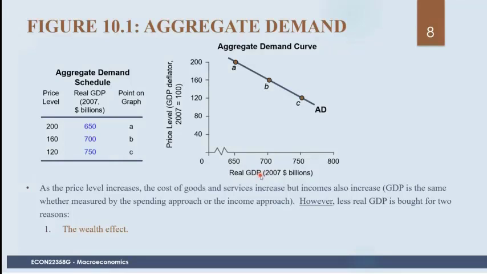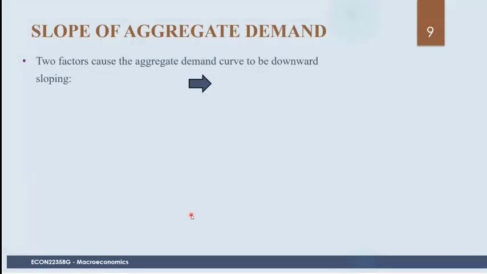This is also income, so we have the income changing as well. However, less real GDP is bought for two reasons. The first is the wealth effect, and the second is the foreign trade effect. So two factors cause the aggregate demand curve to be downward sloping.